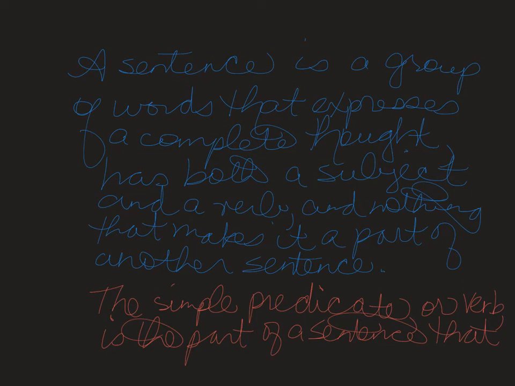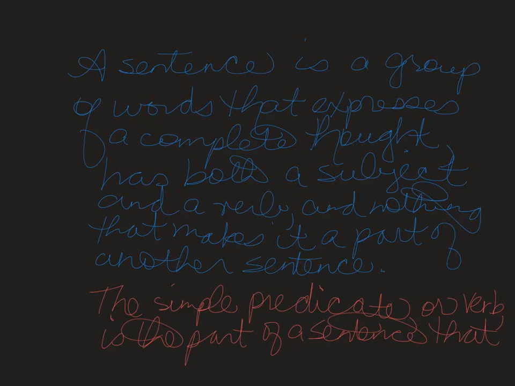Hello students, this lesson is on the sentence and mainly on finding the subject and the verb, including the simple subject, simple verb, complete subject, and complete predicate, which is another word for verb. All right, just as a review, a sentence is a group of words that expresses a complete thought, has both a subject and a verb, and nothing that makes it a part of another sentence.